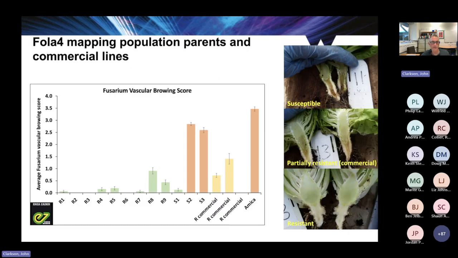So with Enzazardan, we went to test some mapping population parents in comparison with commercial lines. This graph just shows you a number of different resistant lines, which we picked out from the diversity set, which we confirmed the resistance in, so very low vascular browning scores, compared to some susceptible parents of mapping populations. And some of the early commercial material here, we did get some infection with that, so we would say that that was partially resistant, but I think that has also improved more recently.